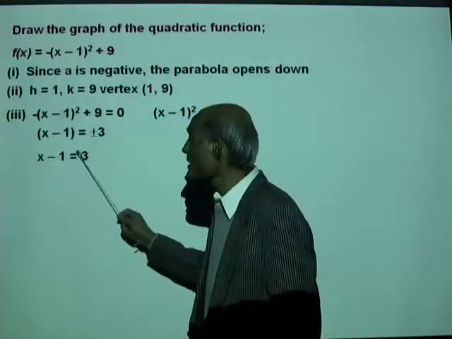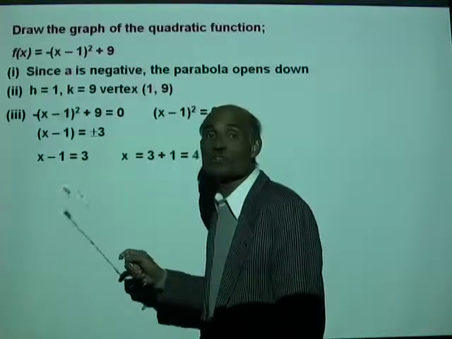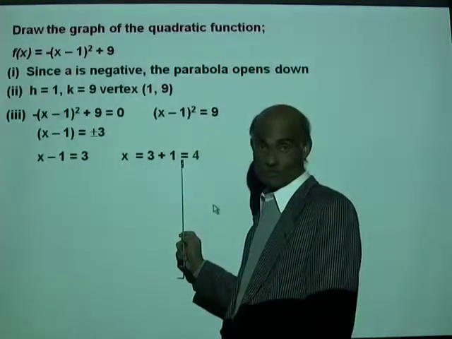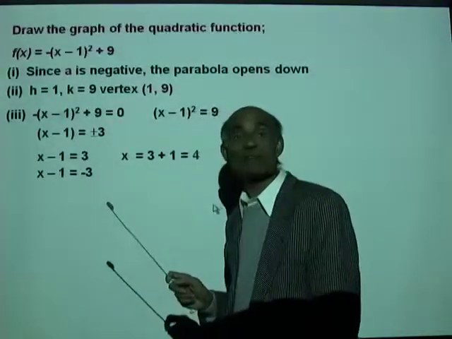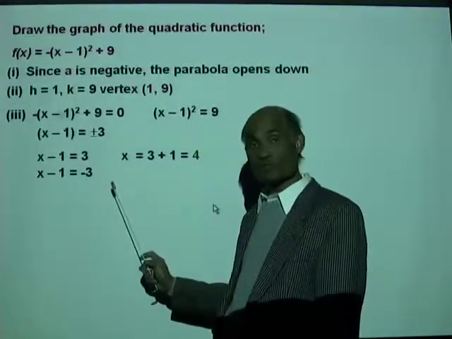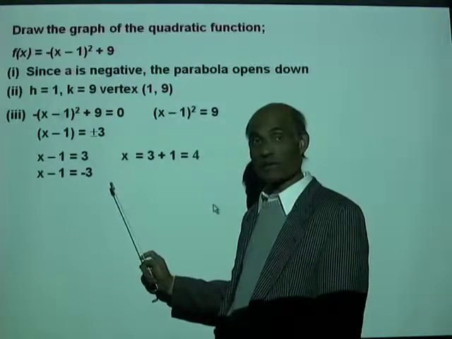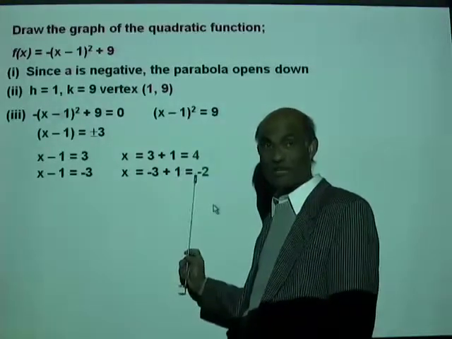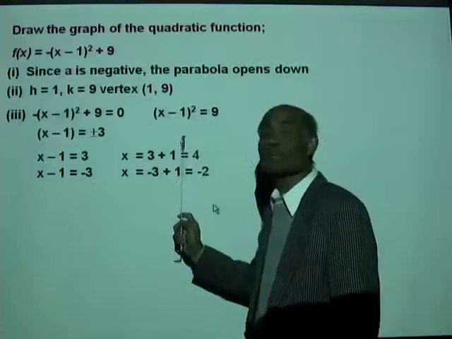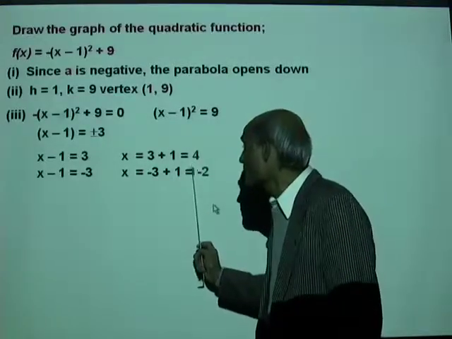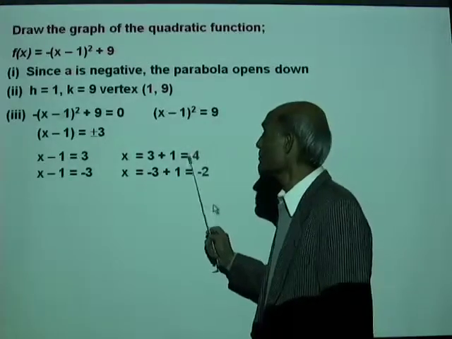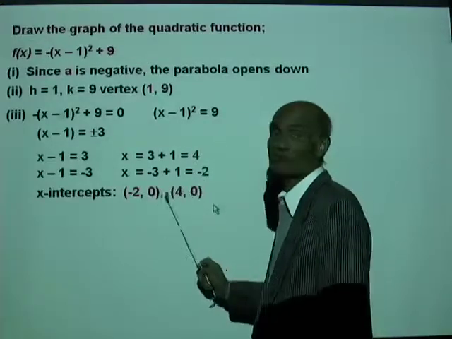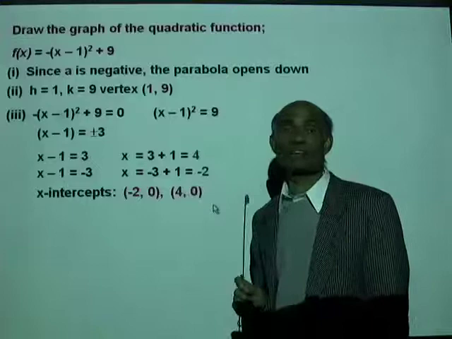So x - 1 = 3 gives you x = 4. And x - 1 = -3 will give you x equal to what? Are you thinking? x = -2. So what are the x-intercepts? The first x-intercept is (-2, 0). The second is (4, 0). These are the x-intercepts.